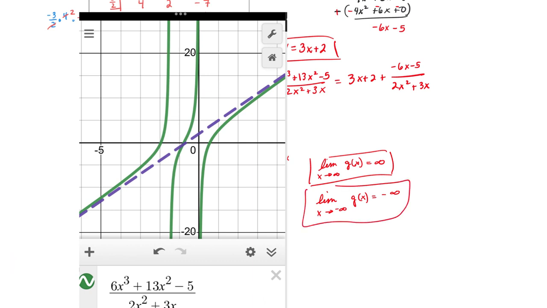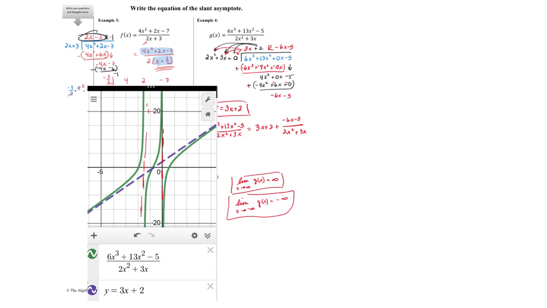You can see there's some other things going on. It looks like there's a vertical asymptote right there. Not a surprise if we looked at the function. Looks like there's some other vertical asymptote sitting right there. Okay, so lots of things going on in that graph. Alrighty, that takes care of those.